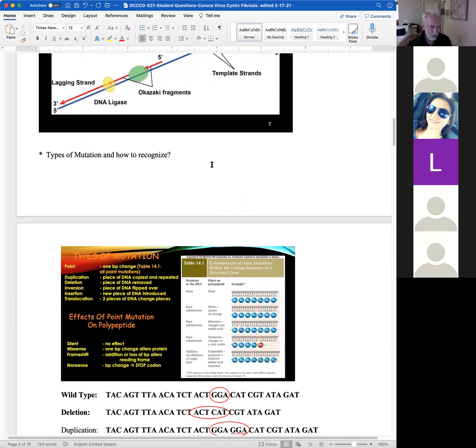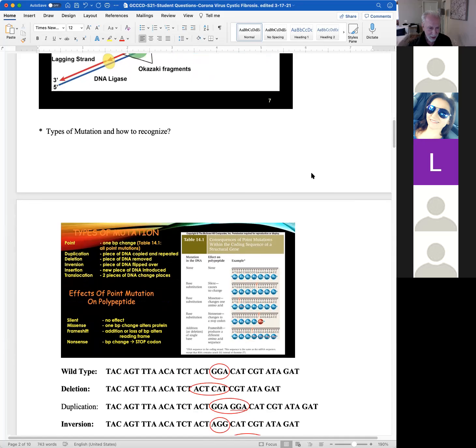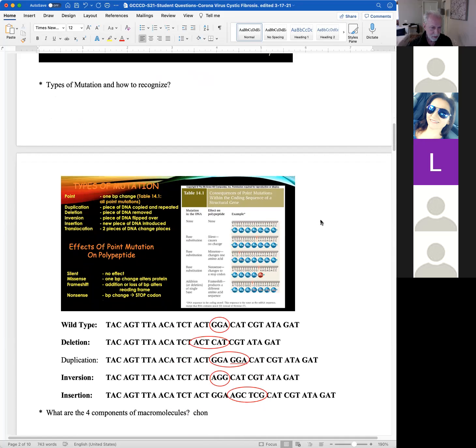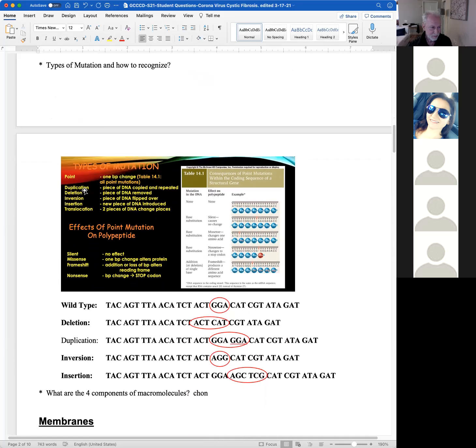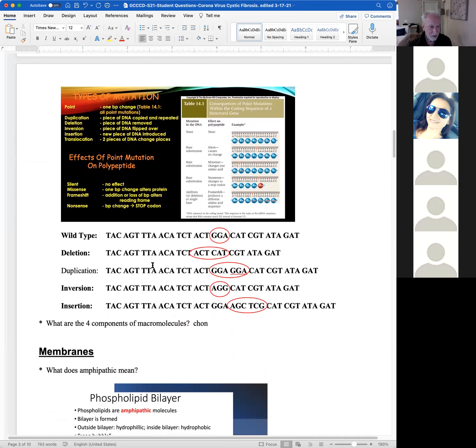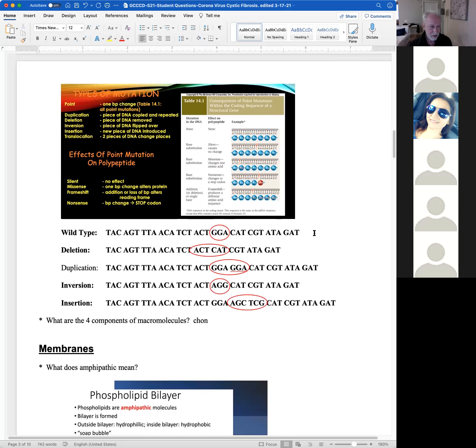Now, there were several questions about mutations, types of mutations, and how to recognize them. So that's what I want to address next. I refer you to this slide from the lecture, types of mutation. And what I'd like to do is illustrate each type with this sequence. This is actually a sequence that you had on the last quiz. So there's a wild type sequence here. It's just random A's and T's and G's and C's.